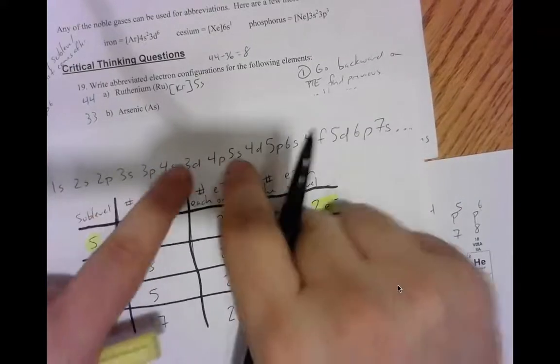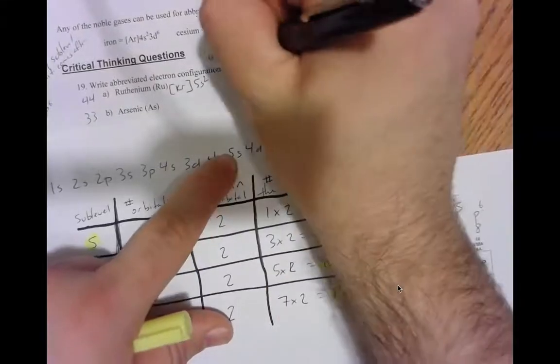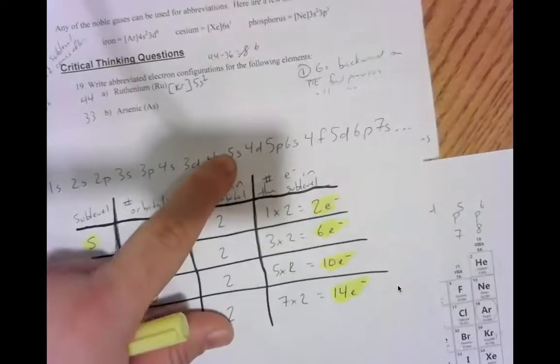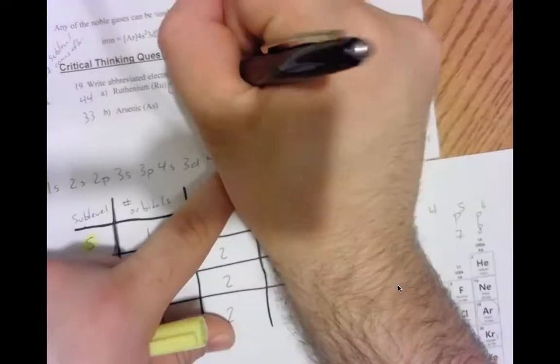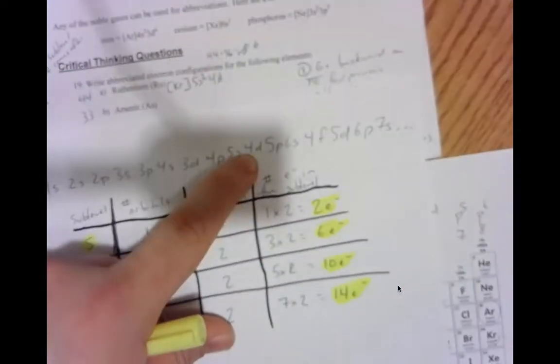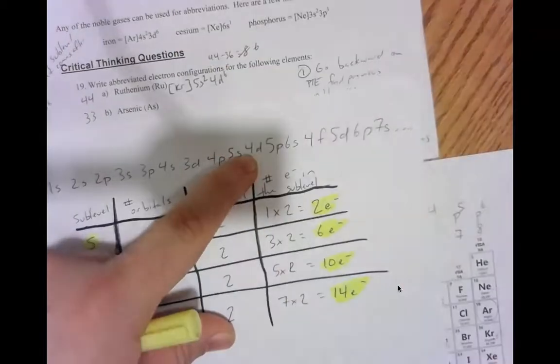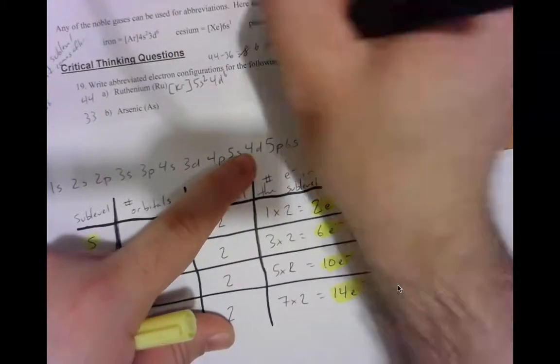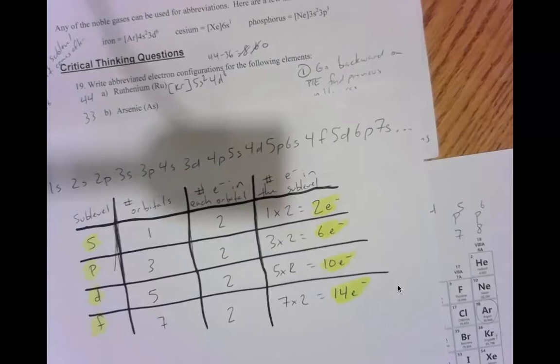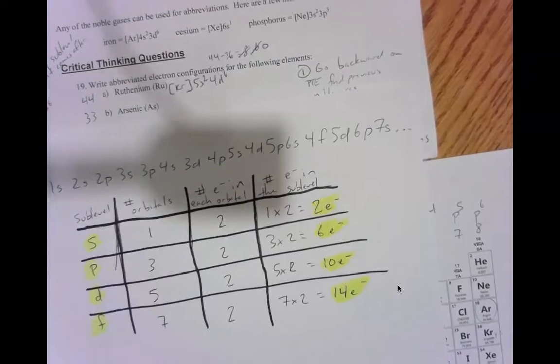So after 5s, we can put a 2, because s holds 2. Then we have 6. After 5s comes 4d. D's can hold 10, but we only have 6 left. So we write a 6. That gives us 0. Now we're done. That is the abbreviated electron configuration for ruthenium.